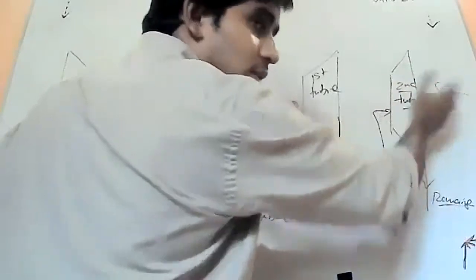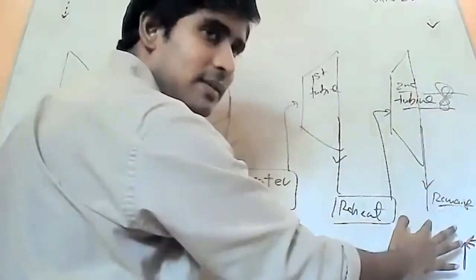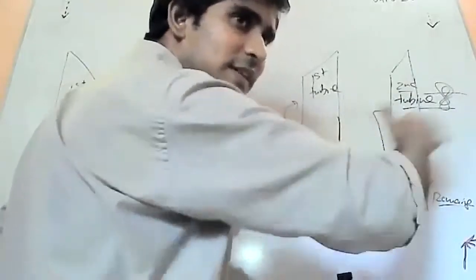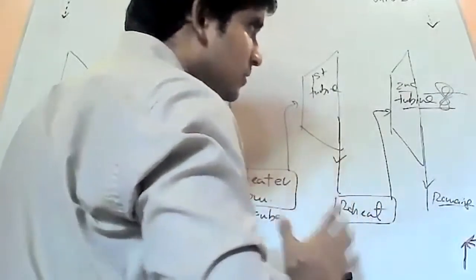Turbine output is taken from there. Don't mix up this path and that path, right? So turbine output is taken from there to the shaft, whatever, right? So that's the turbine output.